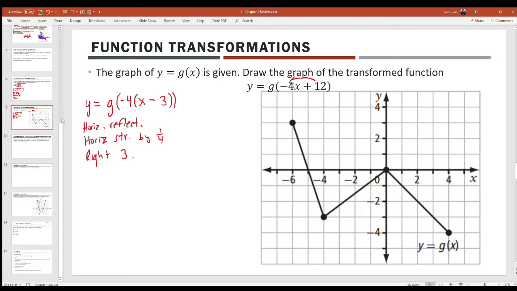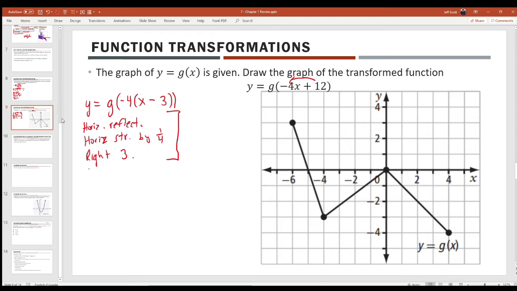Now, because we're drawing a new transformed graph, I think it would be really useful in this case to use mapping notation because we would probably want to move these points a few at a time. If you're someone who thinks they can go through these 3 steps here, horizontal reflection, horizontal stretch by a quarter, and right 3 without any further calculations, by all means go for it. But for me, I like having something to fall back on, so I'd like to have some mapping notation written first. So here's how mapping notation would work.